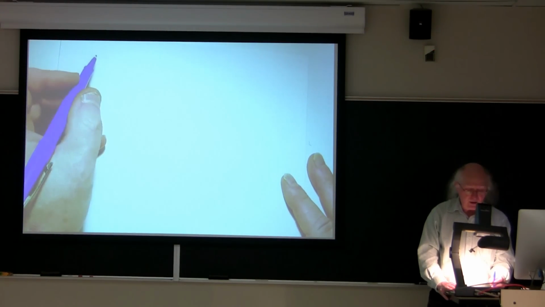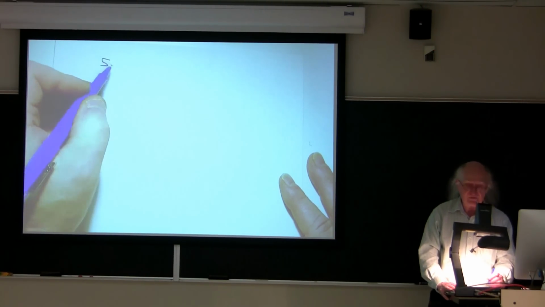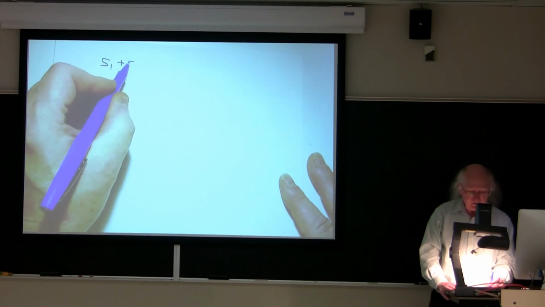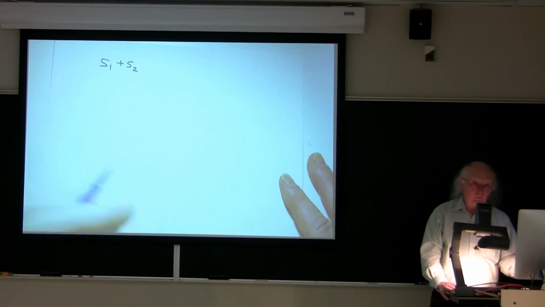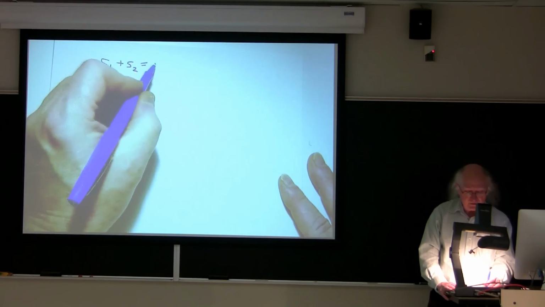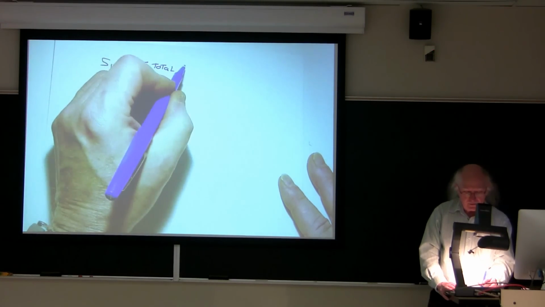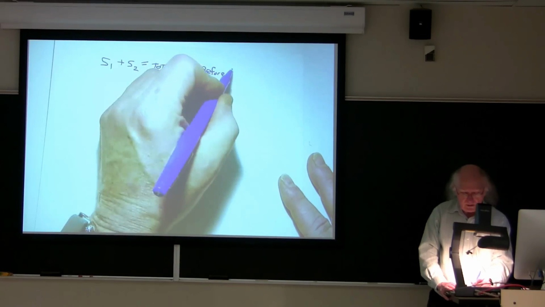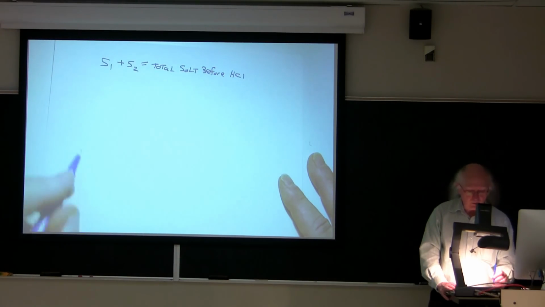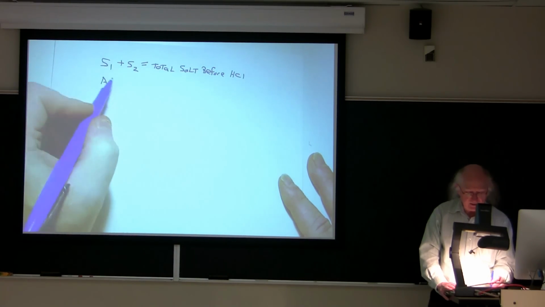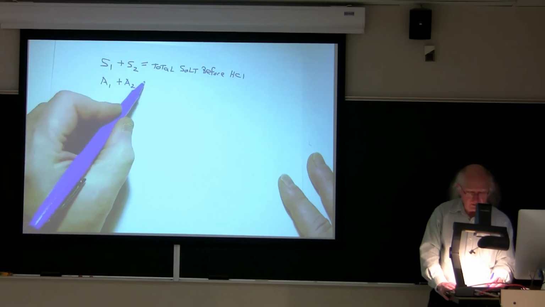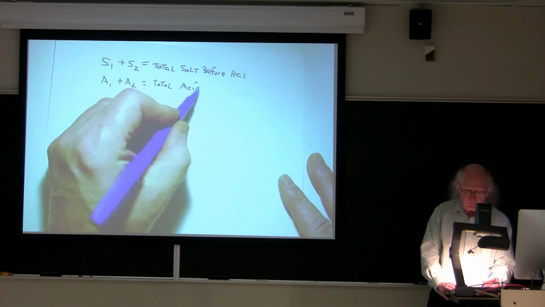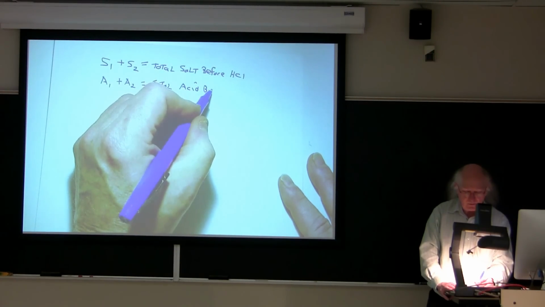First, we have a certain number of moles of salt. The amount of moles of salt we have is equal to the salt in solution number 1 plus the amount of salt in solution number 2. Since they're moles, we can add them. Equals total salt before HCl. The total number of moles of acid before HCl is A1 plus A2, the total moles again of acid before the HCl.